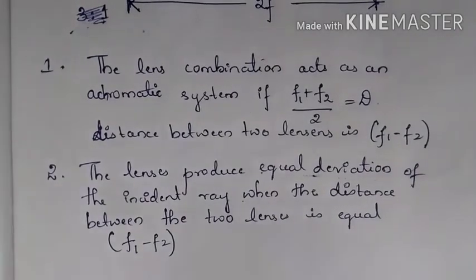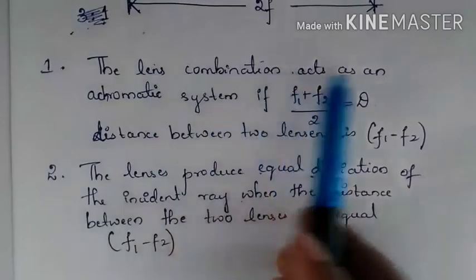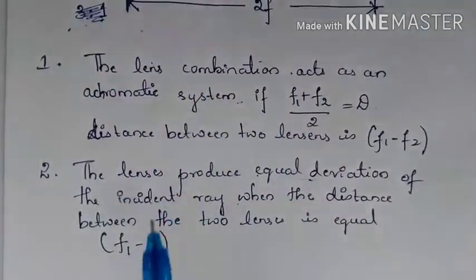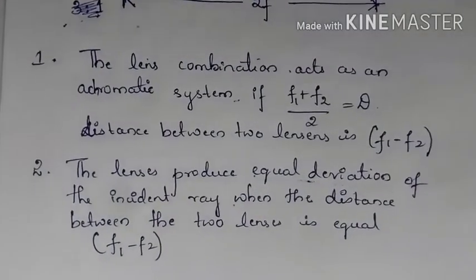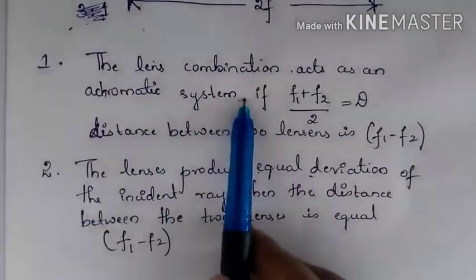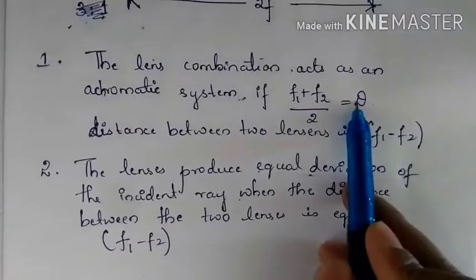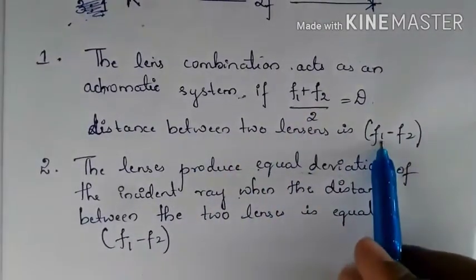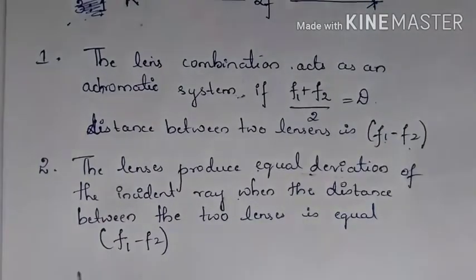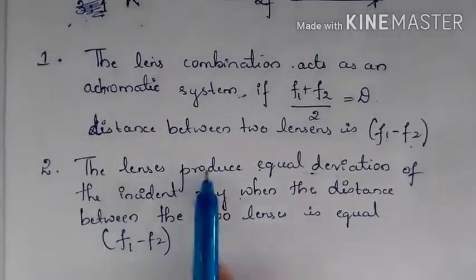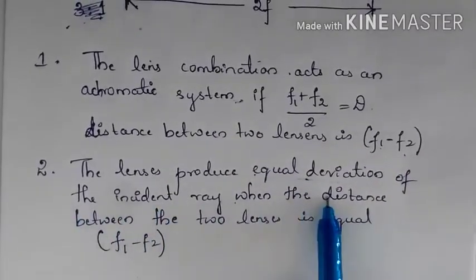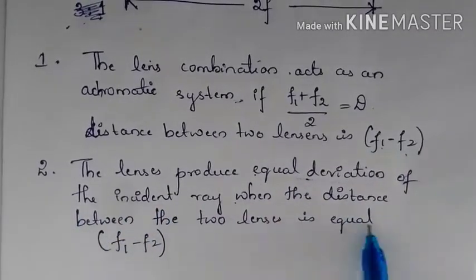So what we learned is the lens combination acts as an achromatic system. So we learned what is achromatic system in our previous class. So if the system is achromatic, then D is equal to (f1 plus f2)/2. Then distance between two lenses is f1 minus f2. And next is this lens produces equal deviation of the incident ray when the distance between the two lenses is equal.